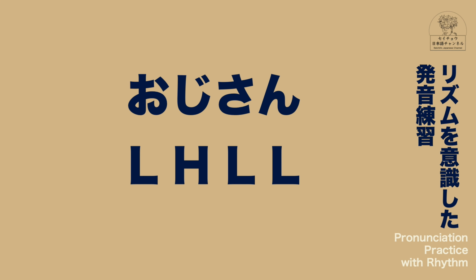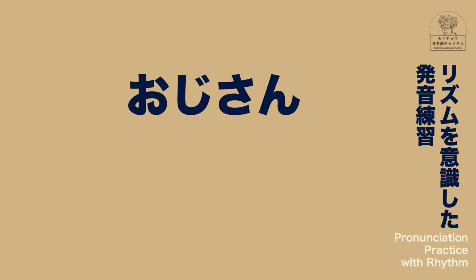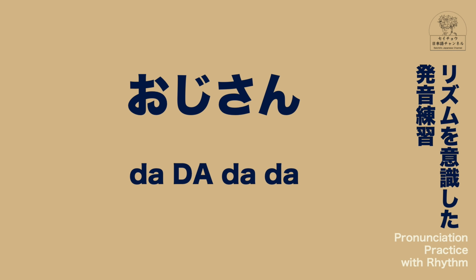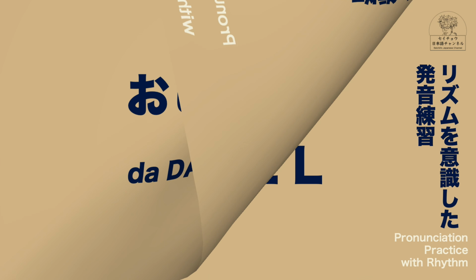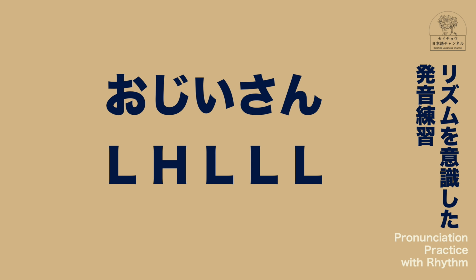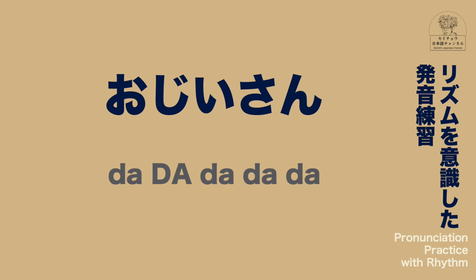Oji-san has 4 mora with a high pitch on the second mora. Please repeat after me. Low, high, low, low. Da, da, da, da. Oji-san. Oji-san has 5 mora, again with a high pitch on the second mora. Low, high, low, low, low. Da, da, da, da, da. Oji-san.